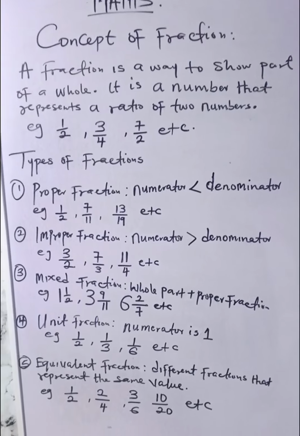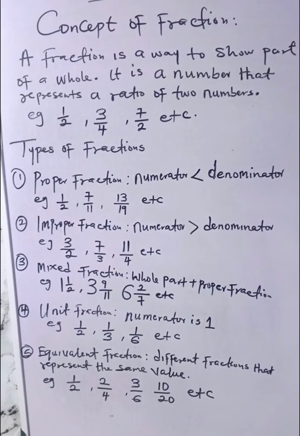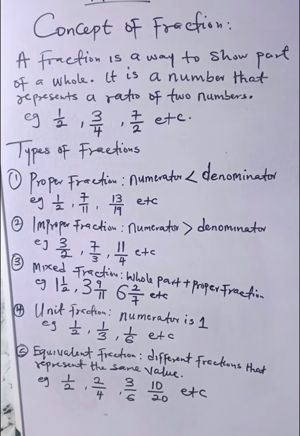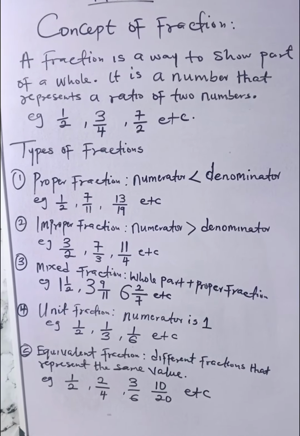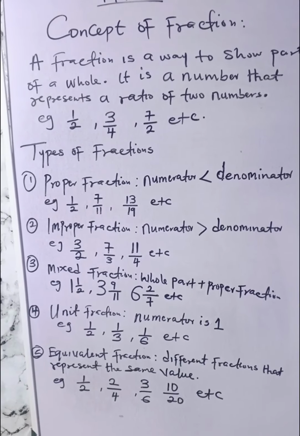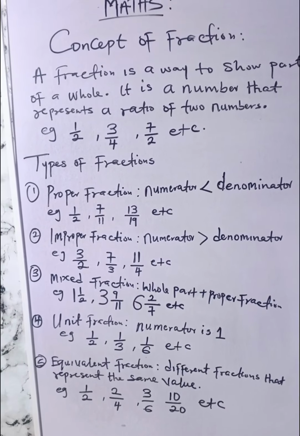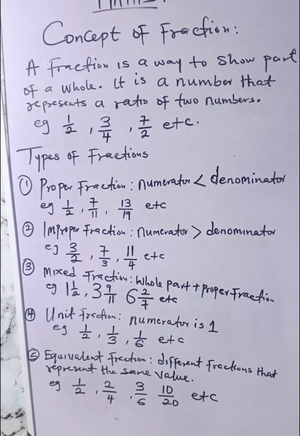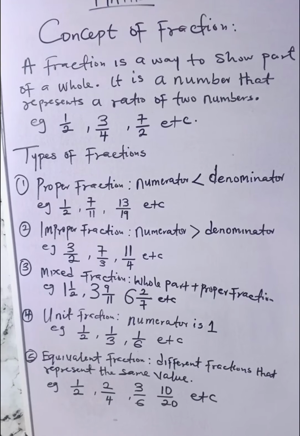Now, if you look closely again, you will see types of fraction. We have the first one, which is proper fraction. It's a fraction in which the numerator is less than the denominator, or the denominator is greater than the numerator. Mind you, a fraction has two parts. The up one is called the numerator and the down one is called the denominator. So whenever the numerator is less than the denominator, you call it proper fraction.